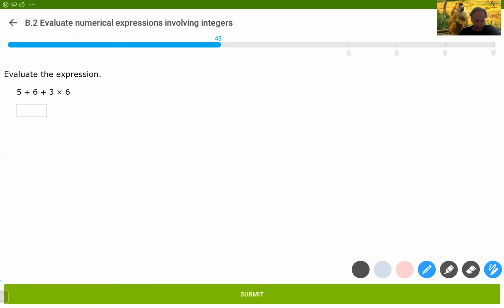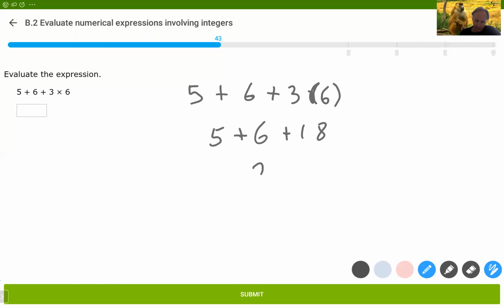I have to write it a little higher. All right, we've got a plus and a plus. And again, left to right is a very common error. Be careful. We are talking about, in this case, 5 plus 6 plus 3 times 6. I'm going to write this in parentheses. That is 18 plus 5 plus 6. Order doesn't matter, but that is 11 and 18, which makes 29.